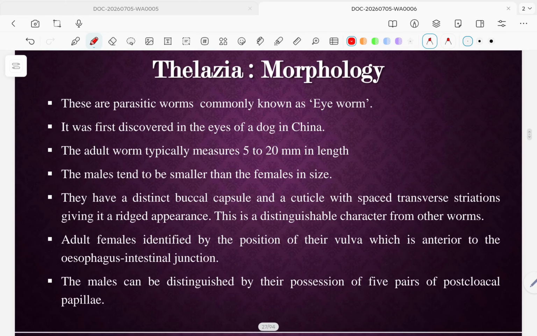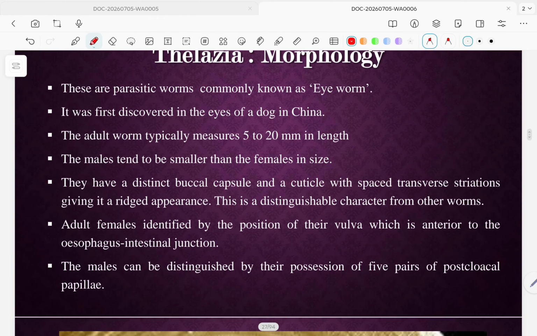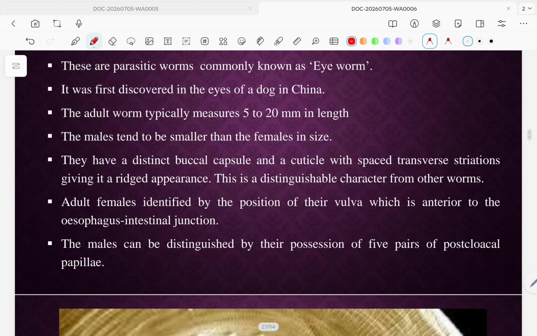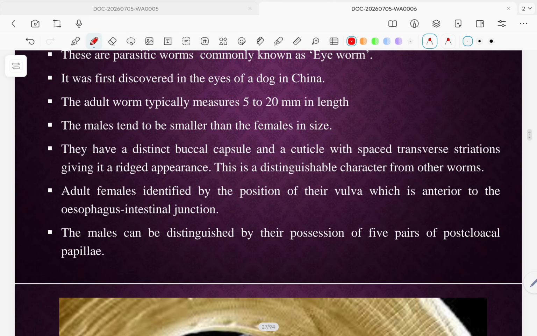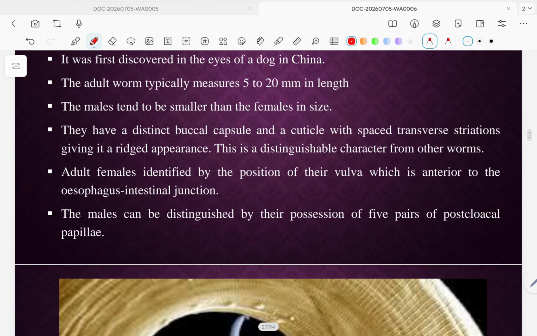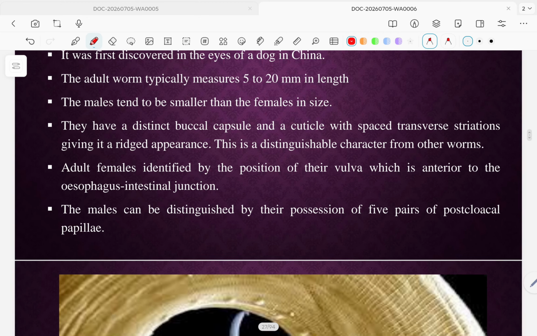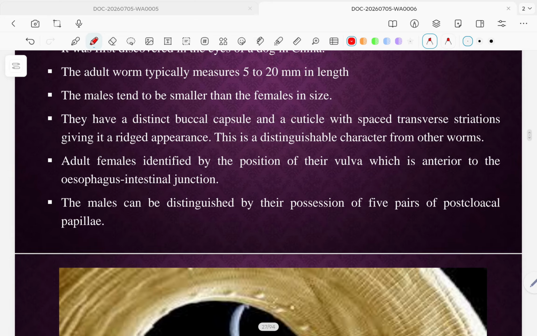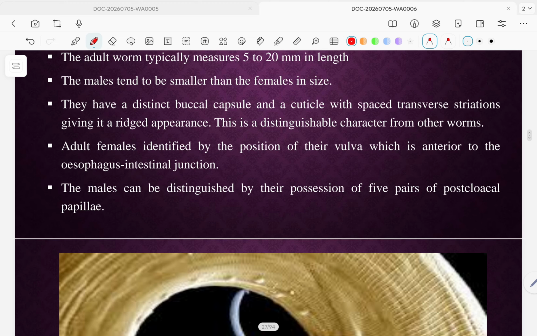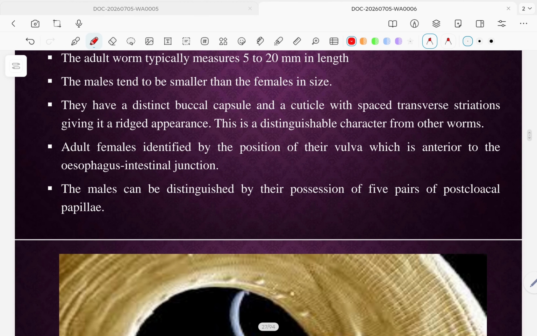The adult worm typically measures 5 to 20 mm in length. The males tend to be smaller than the females in size. They have a distinct buccal capsule and a cuticle with coarse transverse striations, giving it a rigid appearance. This is a distinguishable character from other worms.